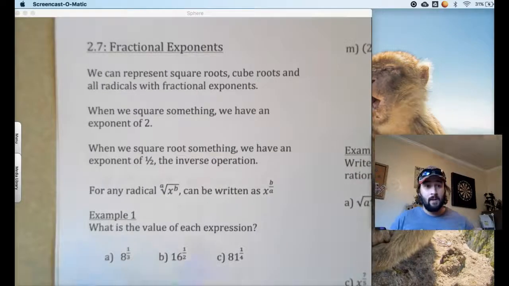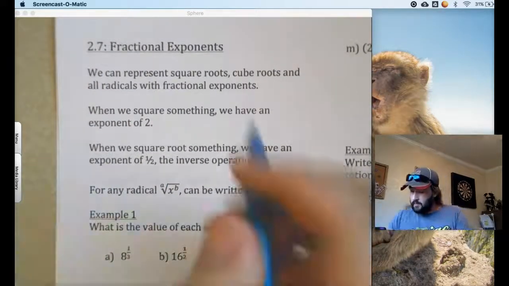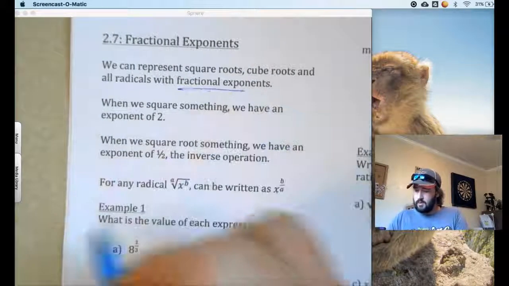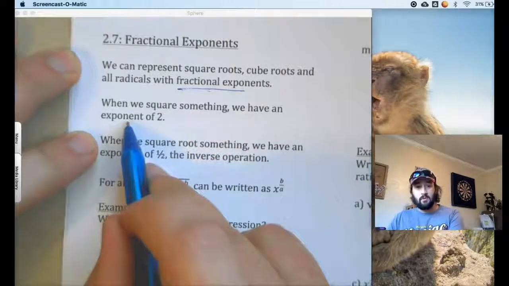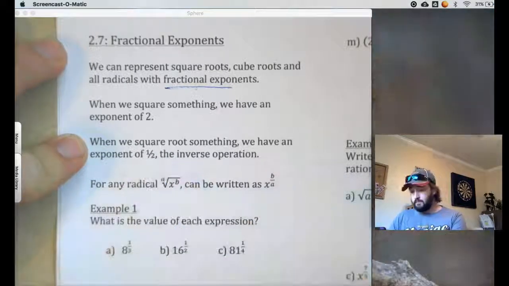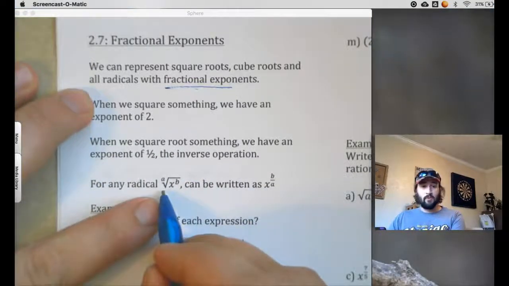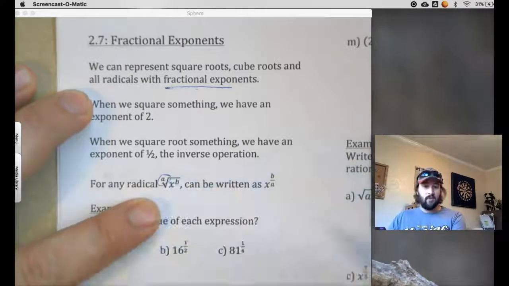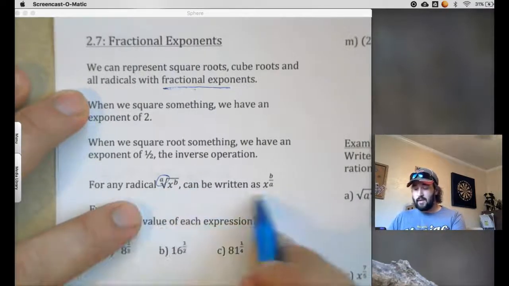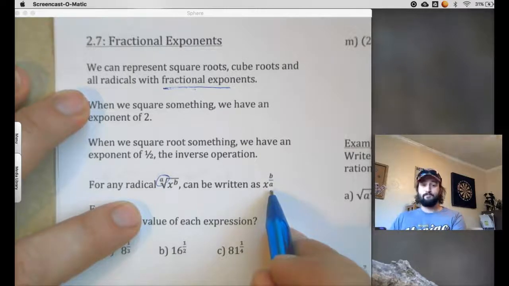Doing good. All right, in this one, we're going to be talking about fractional exponents. We can represent square roots, cube roots, and all radicals as fractional exponents. When we square something, we have an exponent of 2. When we square root something, we actually have an exponent of 1/2. With any radical, we're going to start seeing more numbers out here. We don't see a 2, it's assumed to be a 2, and we won't see a 3, but we'll see more numbers in here. This can be written as x to the b over a. We'll work with that more as we get through this unit.